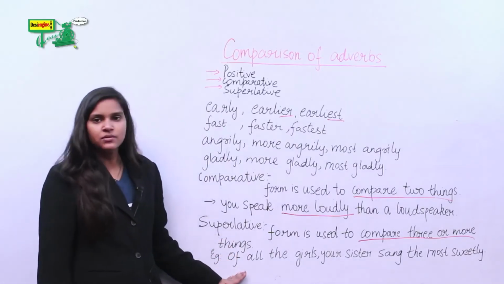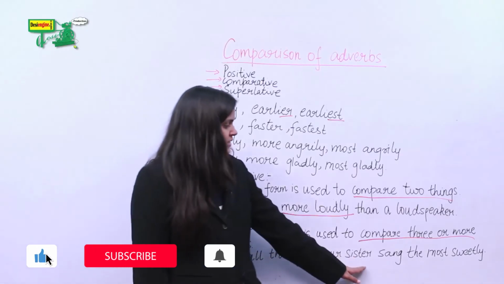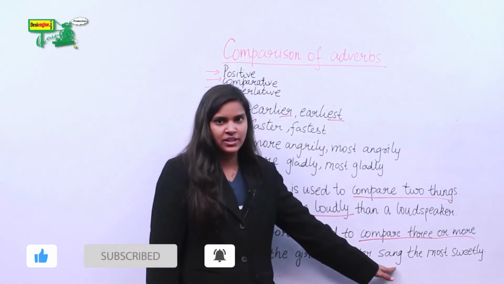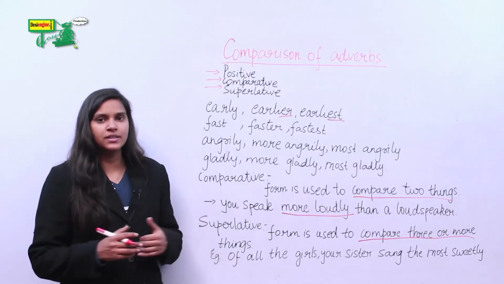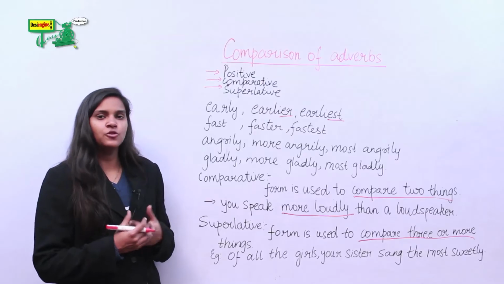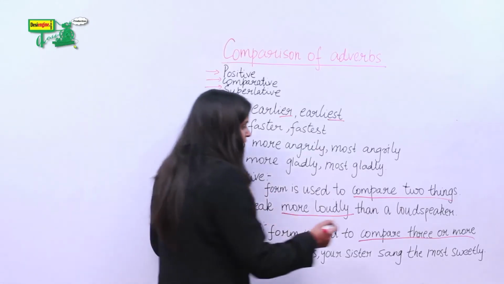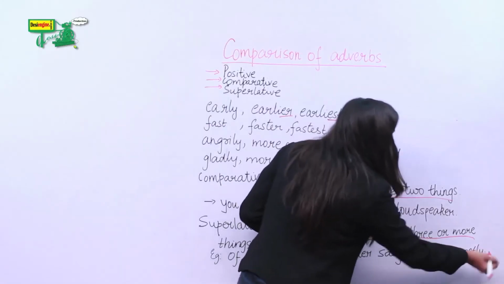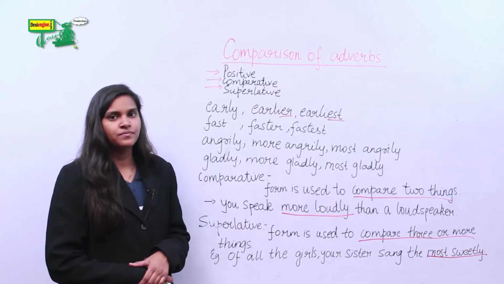Superlative form. Superlative form is used to compare 3 or more things. For example, of all the girls, your sister sang the most sweetly. Here the comparison is being made among all the girls, that is more than three people. Therefore, the superlative form of the adverb is used, and that's why most sweetly is our superlative form.